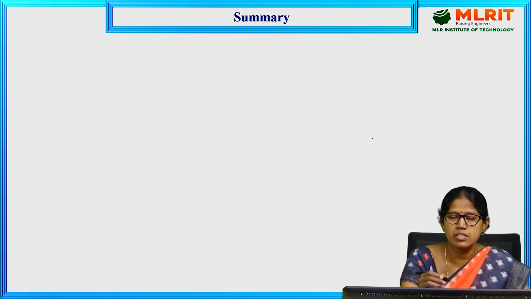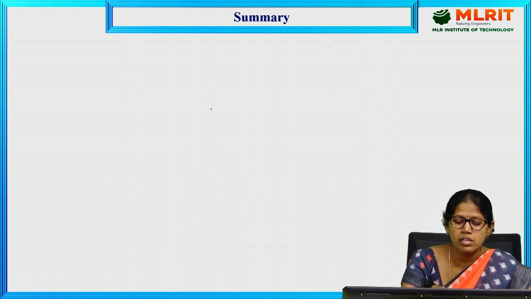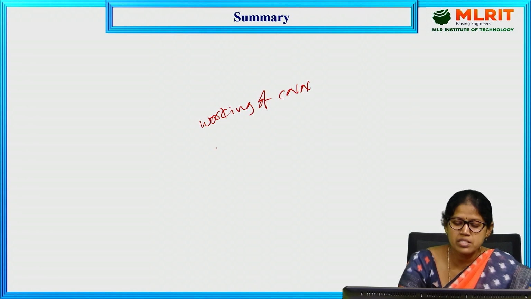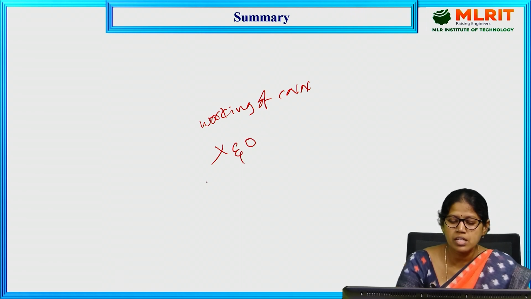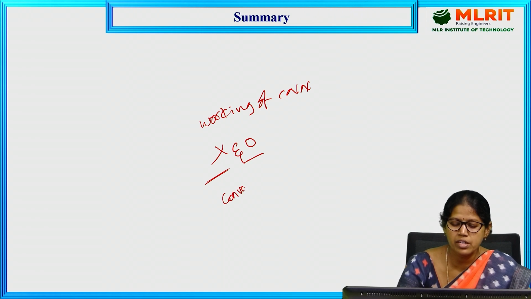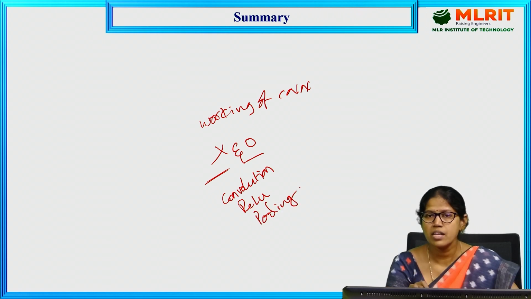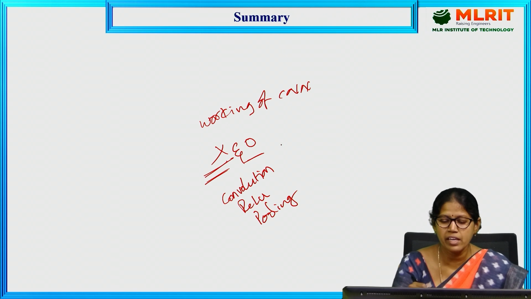So in this session, we have seen the working of CNN. The example is classifying X and O: how the convolution layer is applied, how ReLU is applied, how the pooling layer is applied, and what pixel values are taken to identify the X and O.